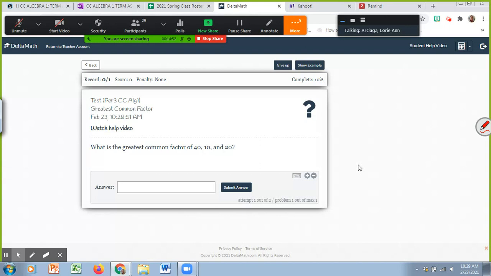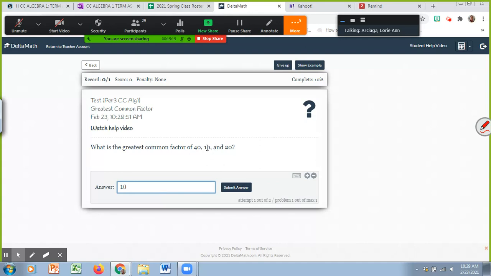Okay, I know the smallest number is 10. I'll start from there. Oh, 10 can divide 40. 10 can also divide 20. Right? So you think we found the answer? If the smallest number can divide the others, then that's your GCF already. So the answer will be 10. So always start with the smallest number given.